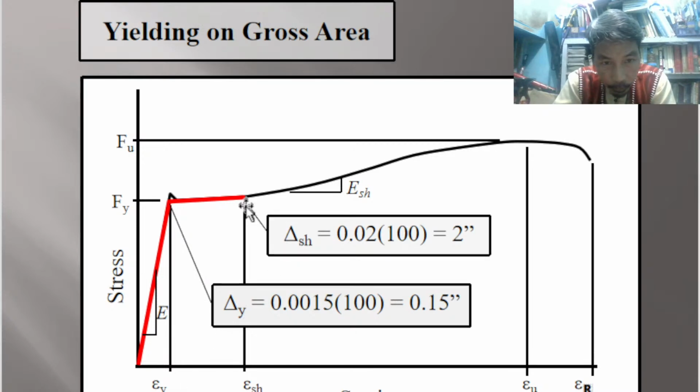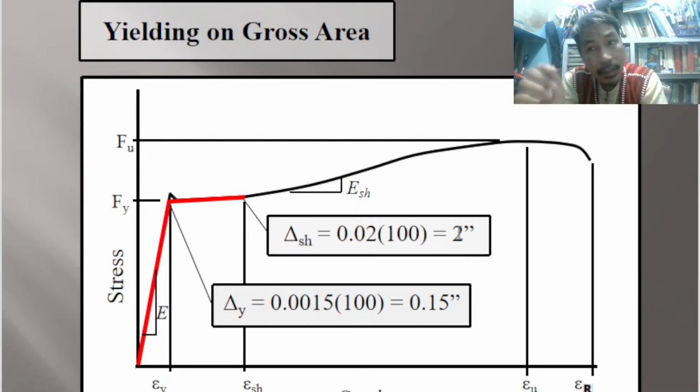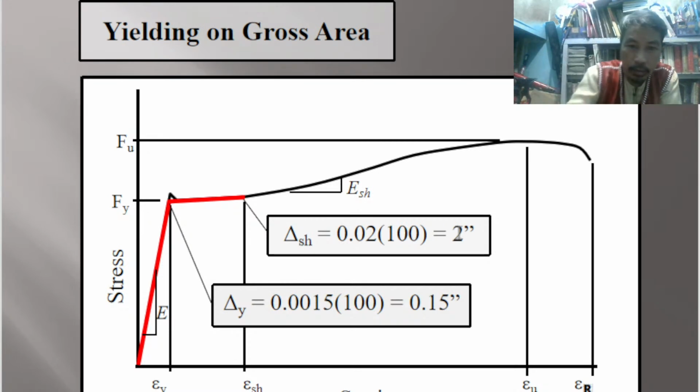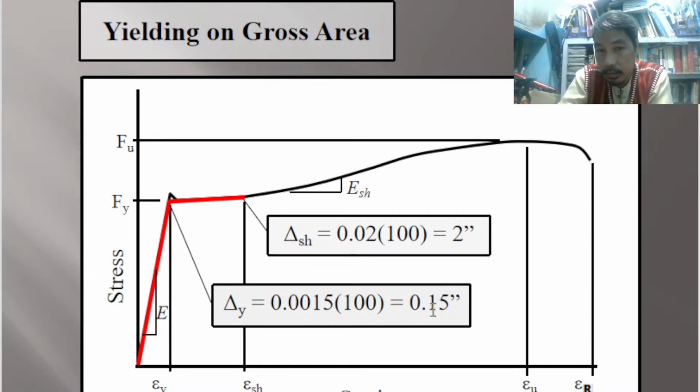So what about at the part 0.01 to 0.03? The average is 0.02. So if the length is 100 inches, 0.02 times 100, that is 2 inches. So the total change in length is now 2 inches. That is so much. 2 inches change of length, that is too much. Okay? Compared to 0.15, this is negligible change in length.